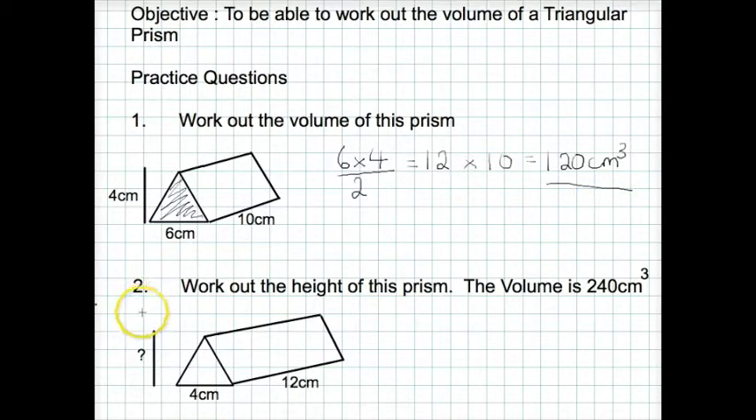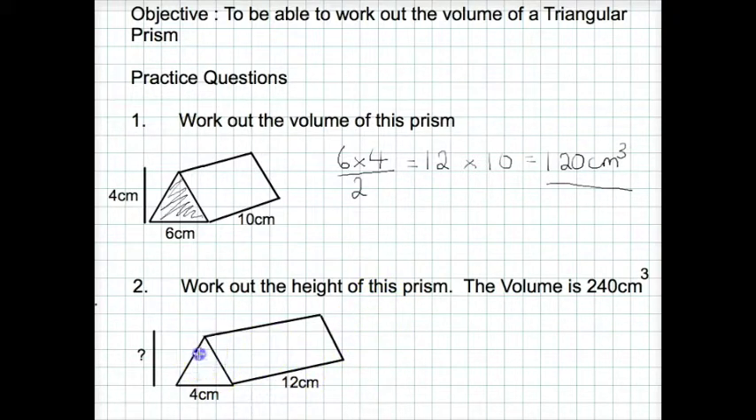Okay, part 2 now. This time we're told that the volume is 240 centimetres cubed, and we're given the base and the length. We're given 2 out of the 3 measurements that would be required to work out the volume. That's enough to be able to find this missing value. So I'm going to set this up as an equation.